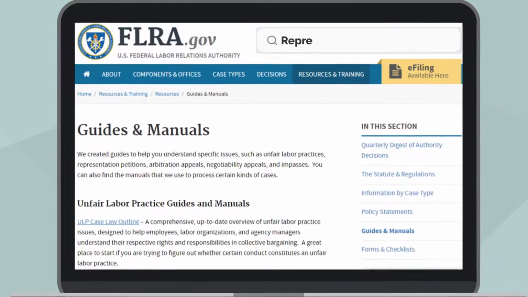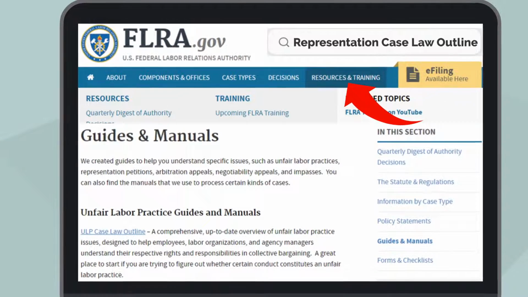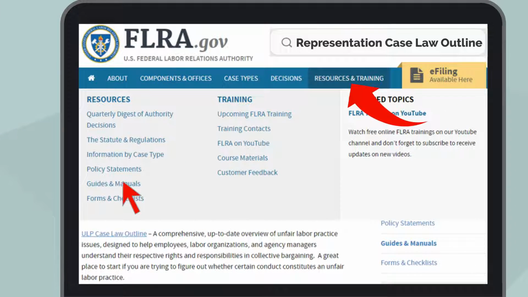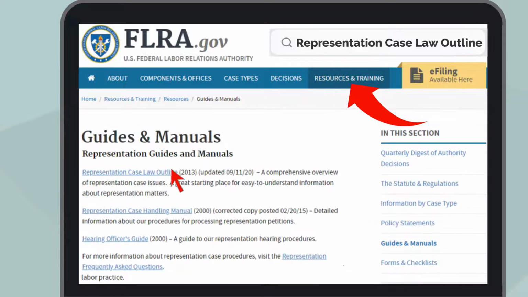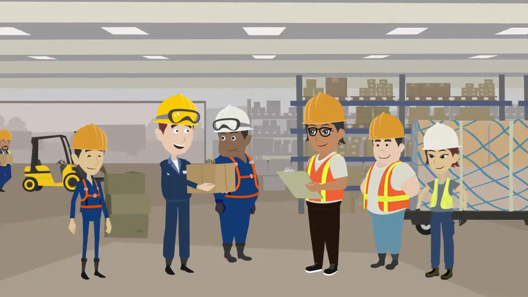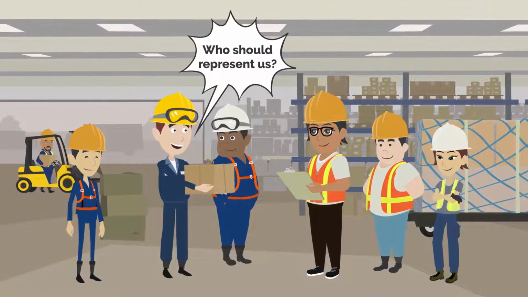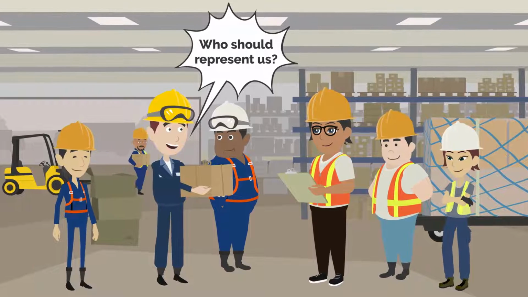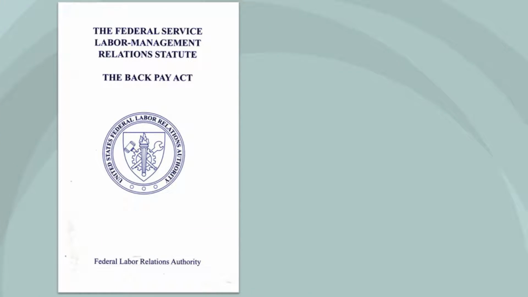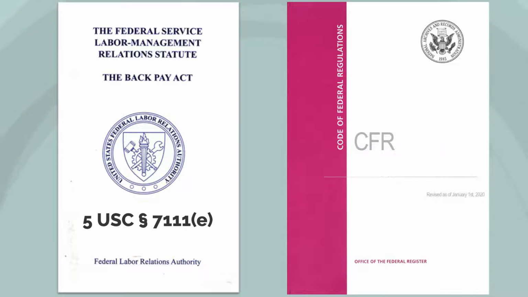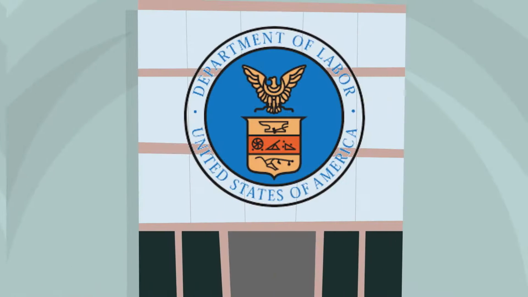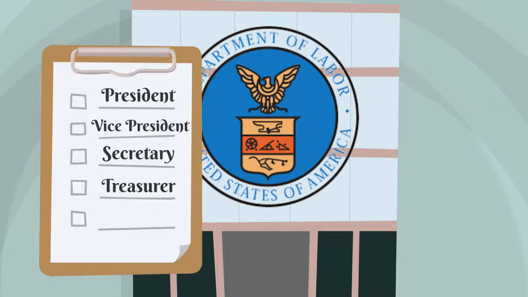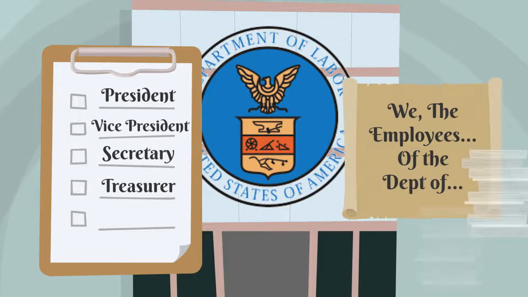More information can be found on our website under the Resources and Trainings tab by clicking on the Guides and Manuals link and then the Representation Case Law outline. Next, if you don't already have one, you need to find a labor organization willing to represent you, or establish your own union. If you are establishing your own union, you need to comply with 5 U.S.C. 7111(e) and 5 CFR 2422.3 and submit documentation to the Department of Labor, including a roster of representatives and a copy of your Constitution and bylaws.